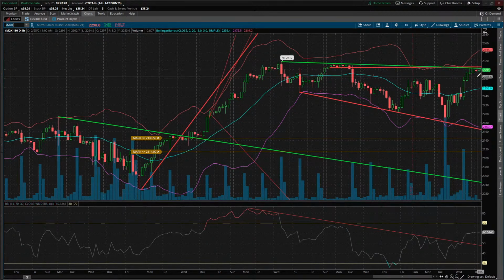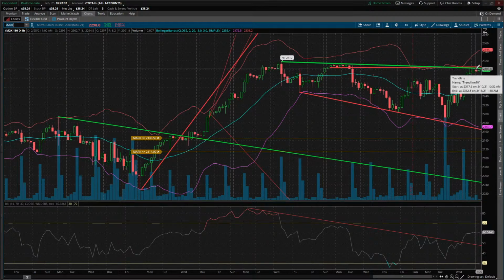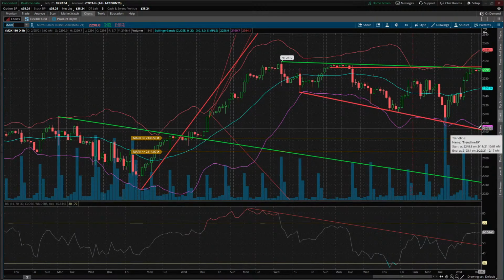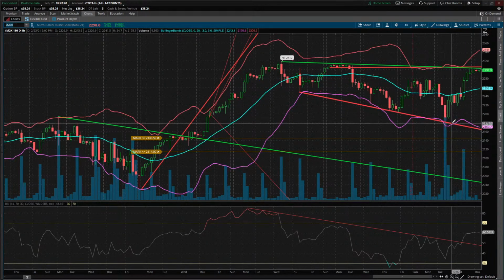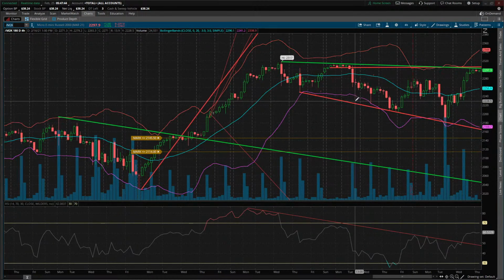So if this fails to take out resistance, which would resolve the megaphone formation, we're retracing all the way back down here, which if it follows suit, we're going to take out the lows of the week at some point in time, this week, next week, whenever. Now, if we break out, different story, I have to sing a different tune. But we are at resistance.